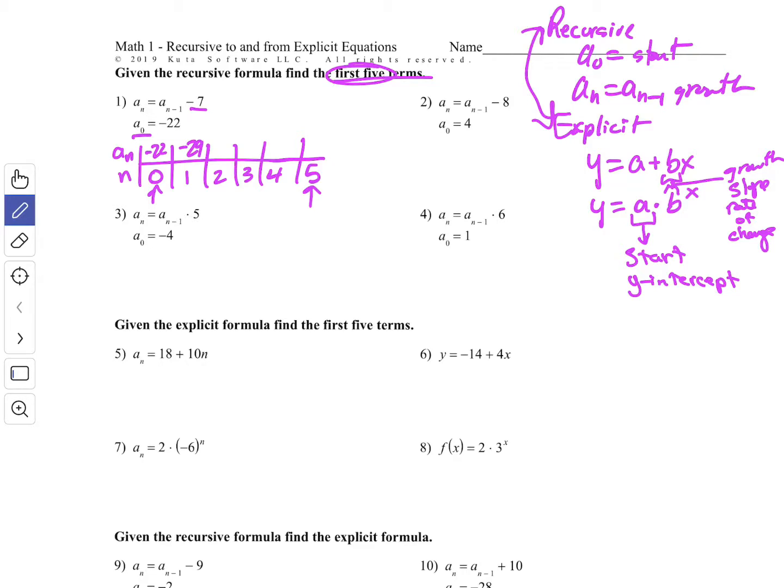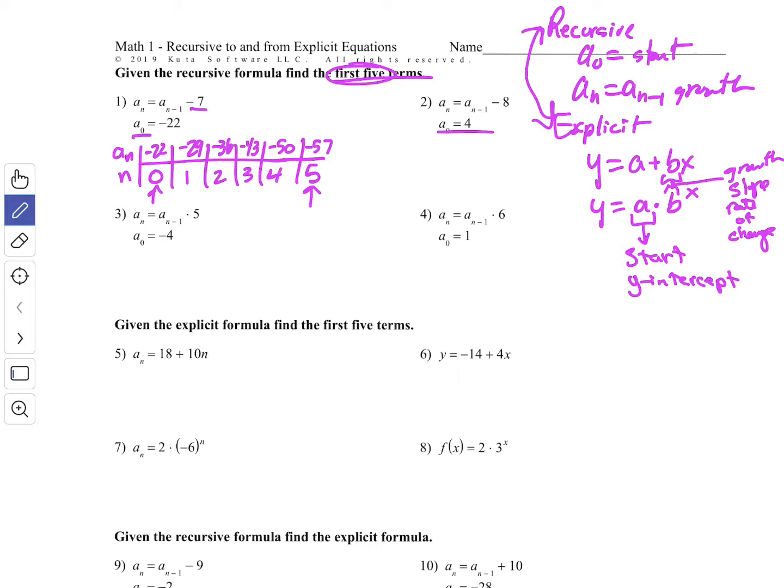All right, so subtracting 7 would be negative 29. Then 7 more would be negative 36, then negative 43, negative 50, negative 57. So that's just kind of the idea that we're going after there. Just making sure we can look at this and recognize the pieces. Just another way to see it.